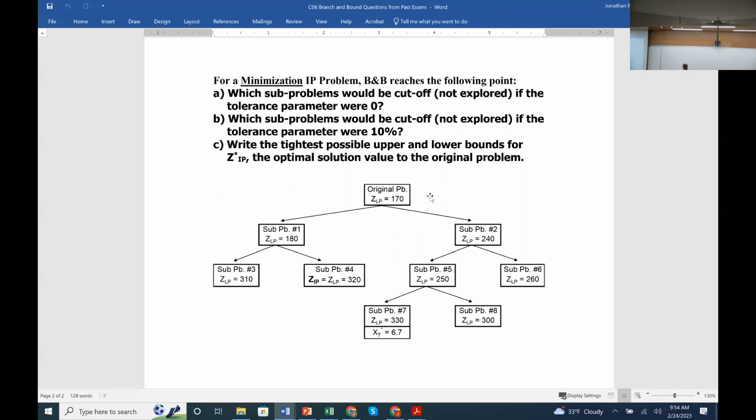Okay, exam format. 5 problems. 3 are some form of short answer, like maybe one of them has a tree like this.